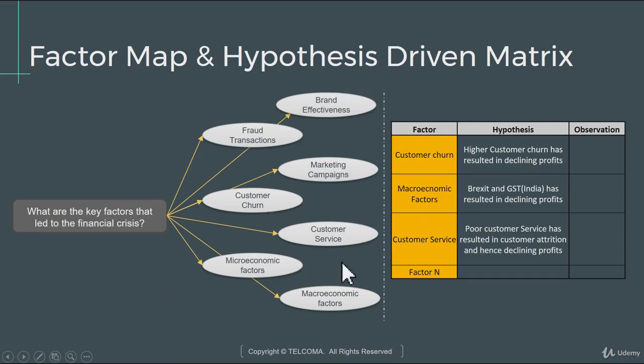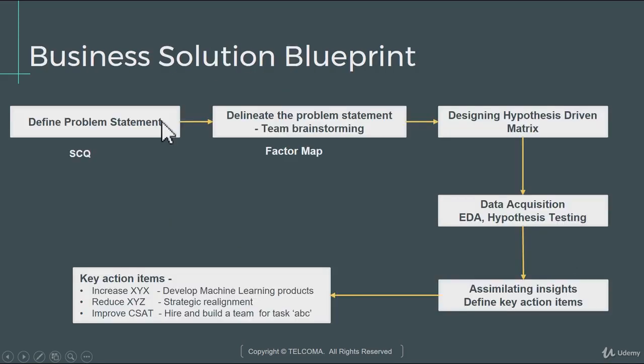Now, once you have the entire factor map documented, each of these factors would have an associated hypothesis. So you create the hypothesis-driven matrix. This is a step which follows right after the factor map. If I go back to the business solution blueprint, we define the problem, we delineate the problem statement, that is, we use team brainstorming with the factor map. Once you have the factor map, we design the hypothesis-driven matrix.